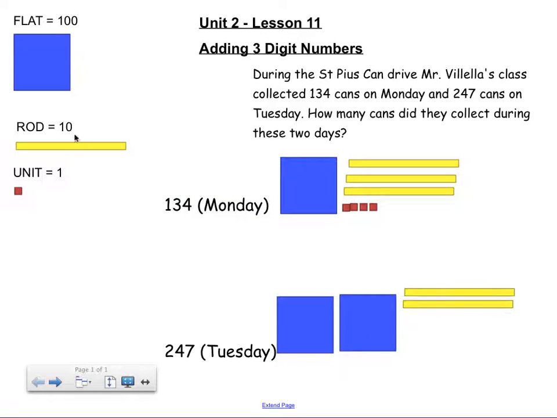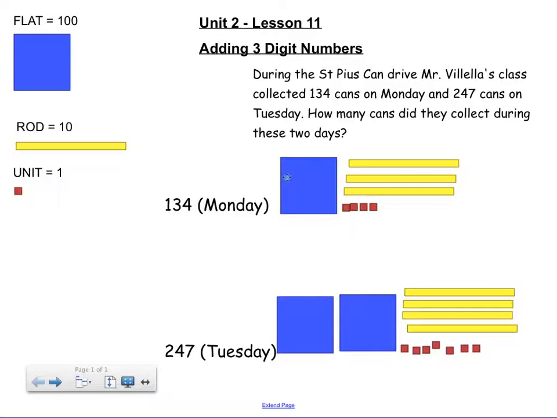And last week when we did this, we used the base 10 blocks for two-digit numbers. And then I'm going to have 7 ones. 1, 2, 3, 4, 5, 6, and here's 7. So, same idea.